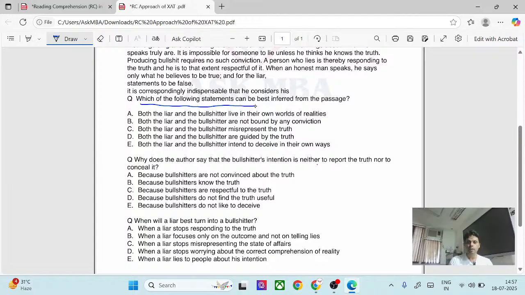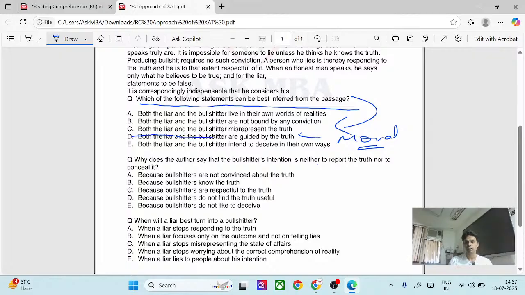Which of the following statements can be best inferred from the passage? That means understand the moral, what is he talking about. Both the liar and the bullshitter live in their own worlds of realities. Both the liar and the bullshitter are not bound by any conviction. Both the liar and the bullshitter misrepresent the truth. Both the liar and the bullshitter are guided by the truth. Definitely they are not guided by the truth.